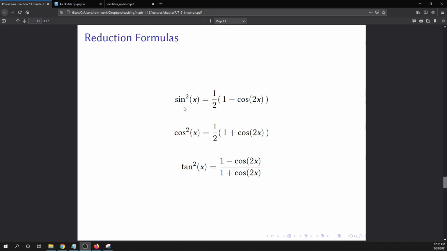And so there are just certain occasions where you'll want to reduce the power in order to be able to do something else, and that's what these formulas are designed for. And in the next video, we are going to take a look at some examples of how to do this. Actually, in fact, let's just go ahead and do one quick example here.